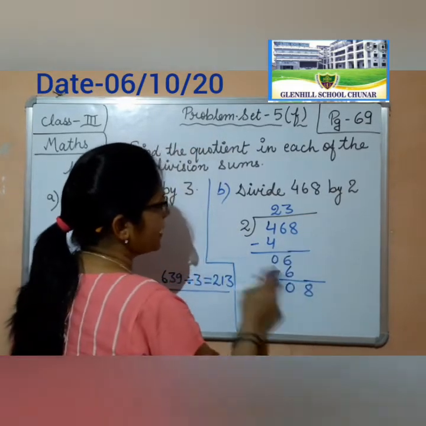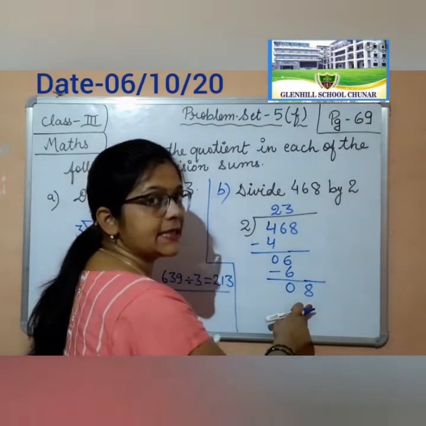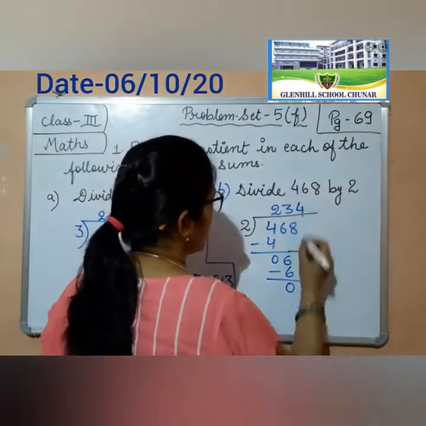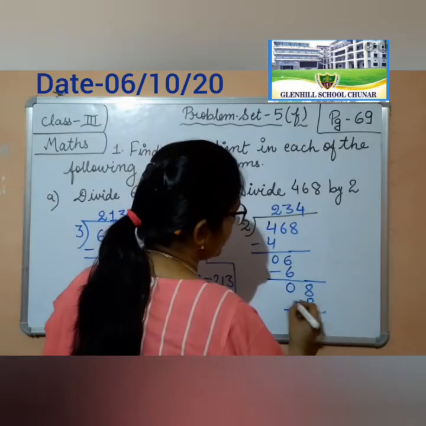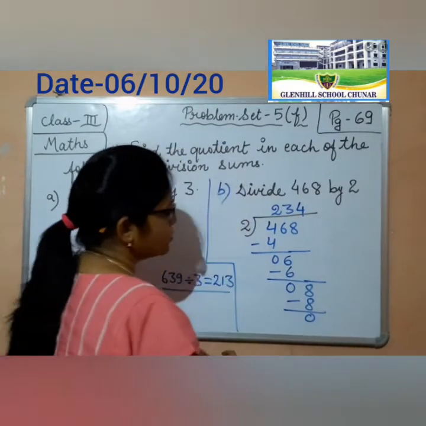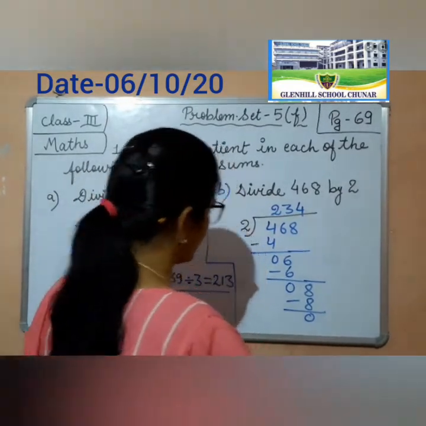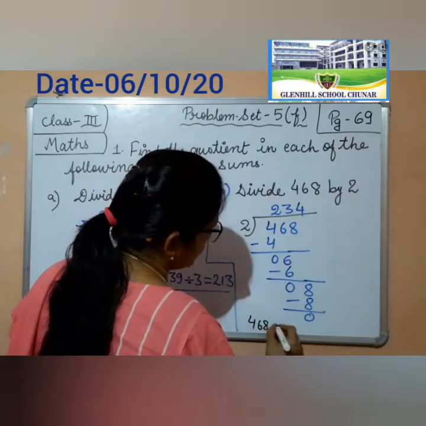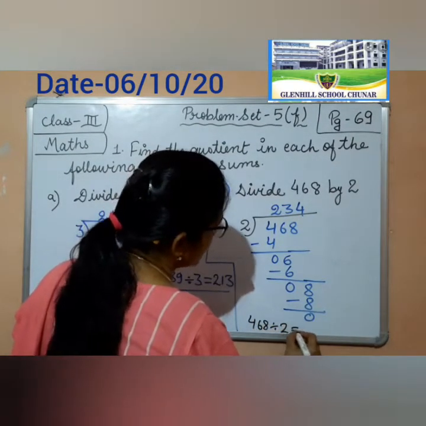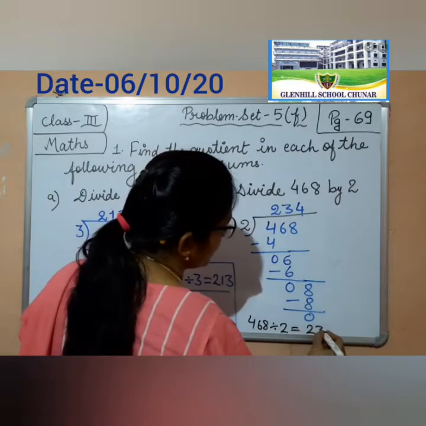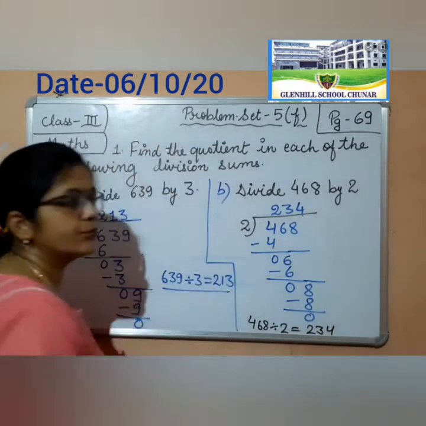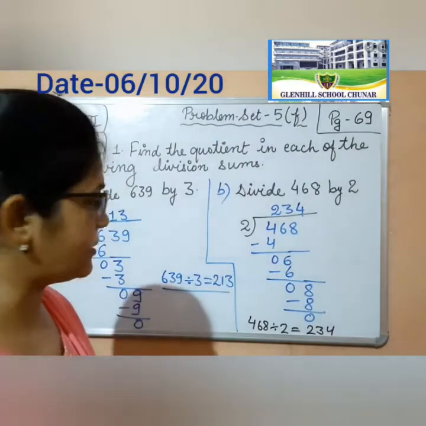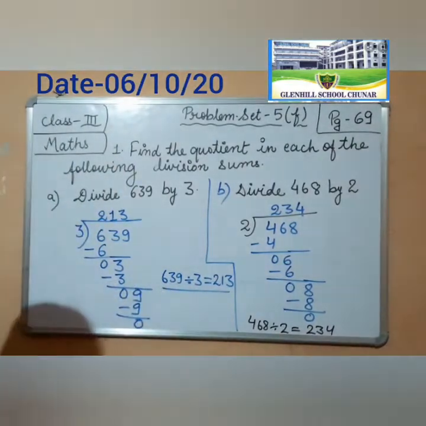8 I again brought here. Now in 2's table, 8 comes in how many times? 4 times. Okay, so 4 I have written here, minus 0. So what is the answer? 468 divided by 2 is equals to 234. Okay, and 234 is the quotient. So note down, student.